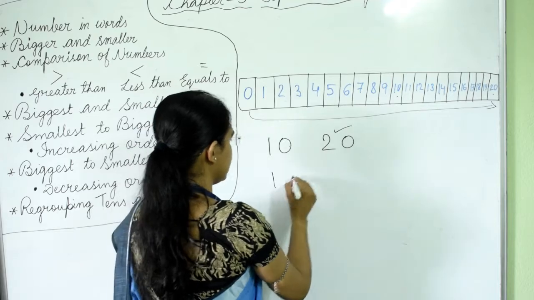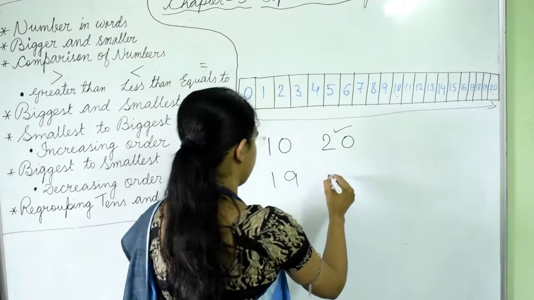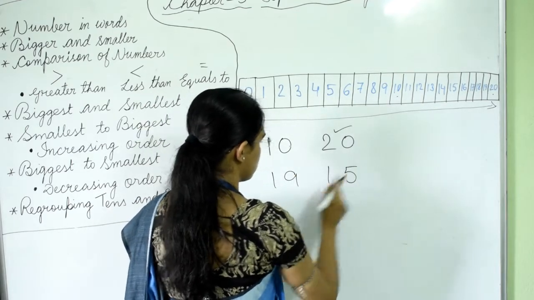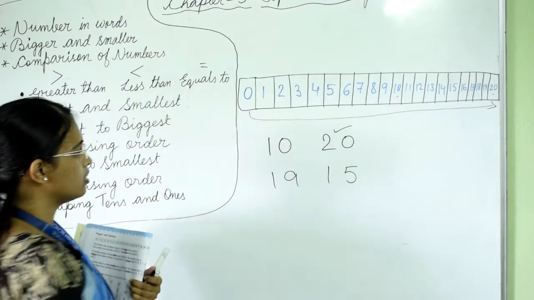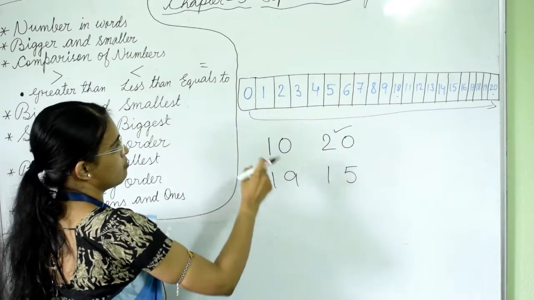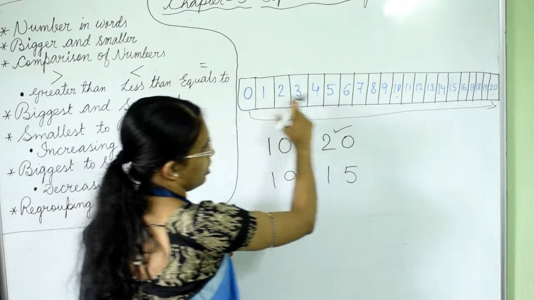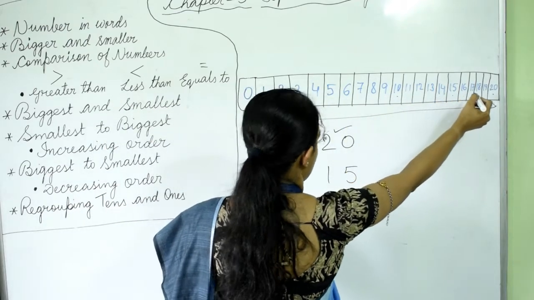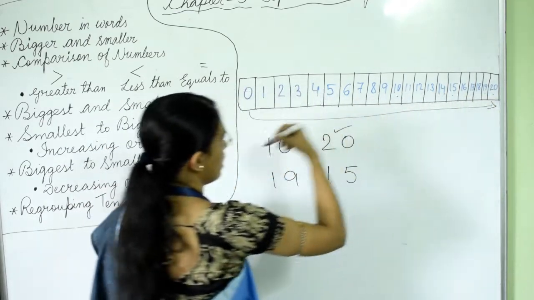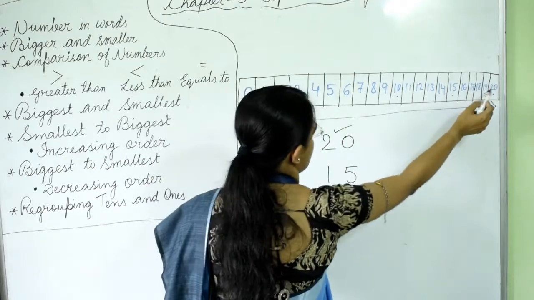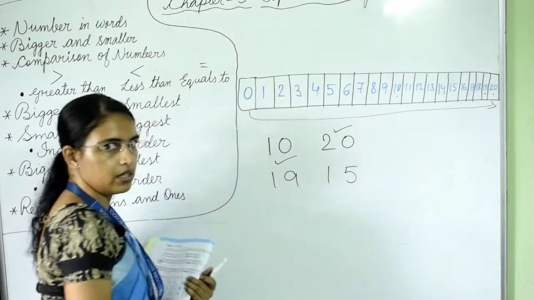Now next is 19 and 15. So among these two numbers, which one is the bigger number? Which is far away from 0? 15 is here and 19 is here. So which is far away from 0? Yes, 19. So 19 is the bigger number.